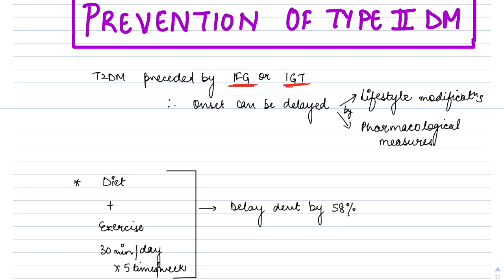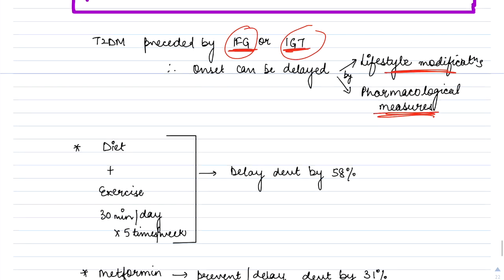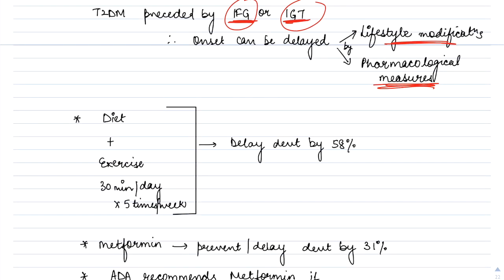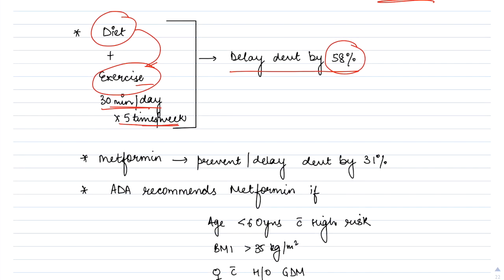Therefore, the onset can be delayed if impaired fasting glucose or impaired glucose tolerance is identified in the patient, and then we accordingly modify the lifestyle or take appropriate pharmacological measures to delay the progression of impaired fasting glucose or impaired glucose tolerance to diabetes. As the studies indicate, diet combined with exercise of at least 30 minutes per day, 5 times per week, delays the development of diabetes by as much as 58%.